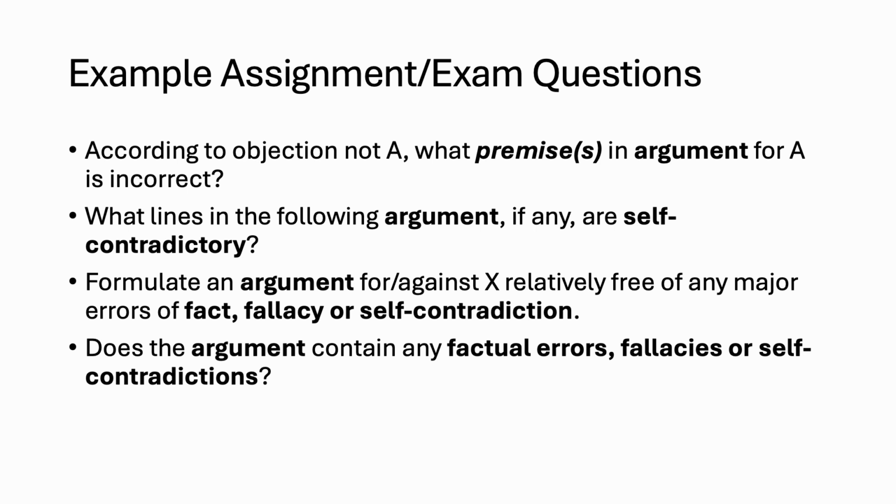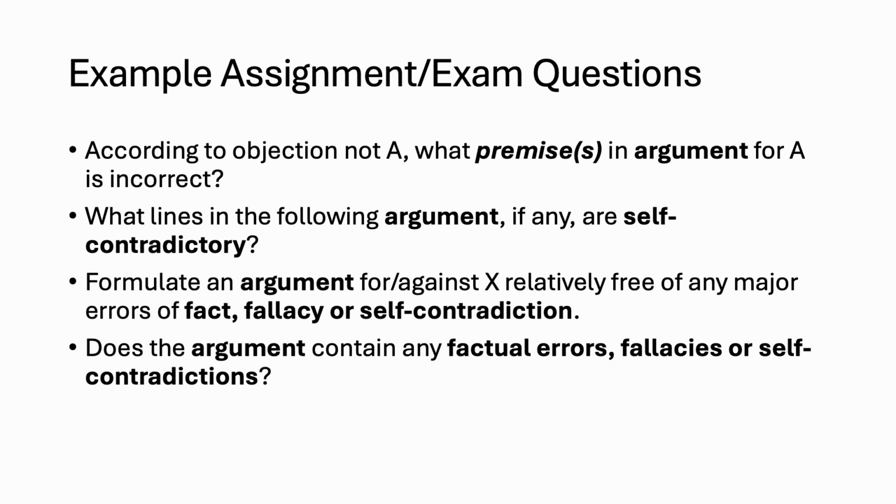So again, here are some examples of exam or assignment questions. According to the objection not A, what premise or premises in the argument for A is incorrect? What lines in the following argument, if any, are self-defeating or self-contradictory? You might be asked to formulate an argument for a position that you believe is relatively free of any major errors of fact, fallacy, or self-contradiction. And then another kind of question is, does the argument contain any factual errors, fallacies, or self-contradictions, right?